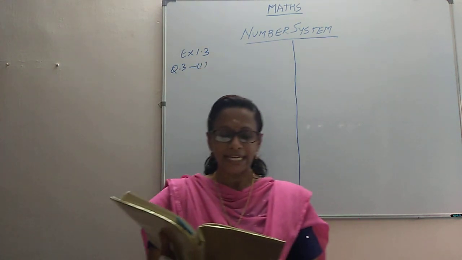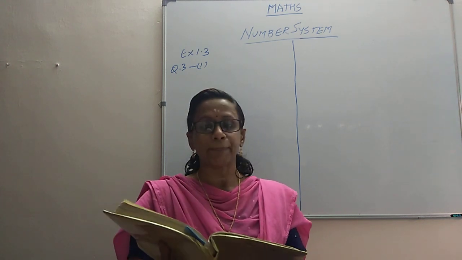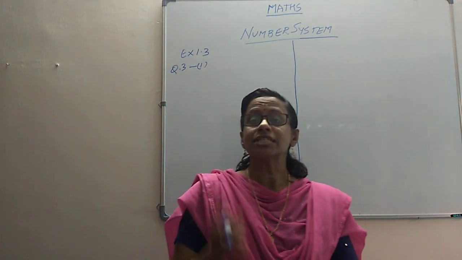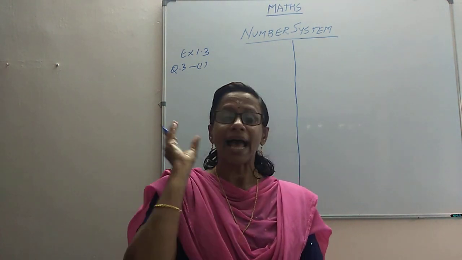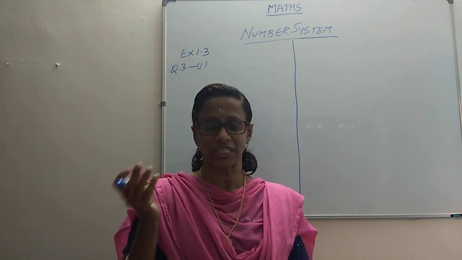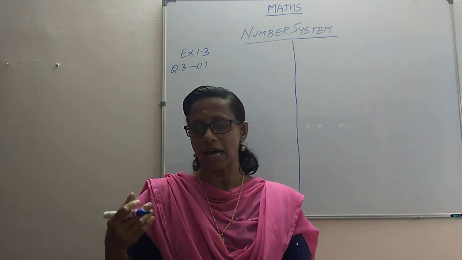They say: express the given in the form P by Q, where P and Q are integers and Q is not equal to 0. They give us a decimal representation, and this decimal representation has to be converted into a fraction. That is what the question is all about. So we have to see how we work this out.